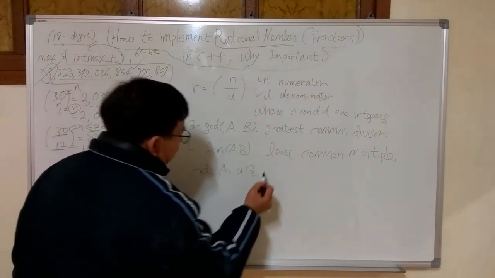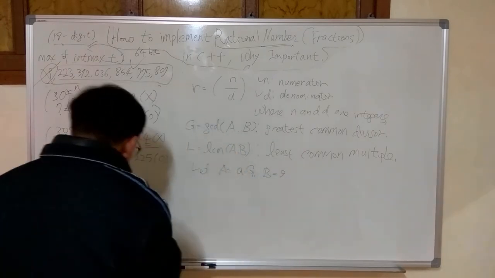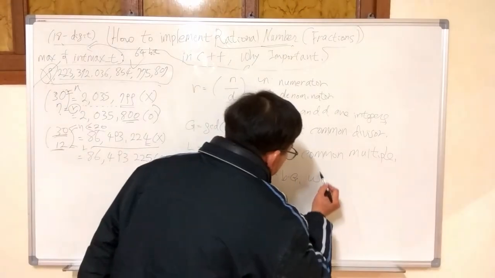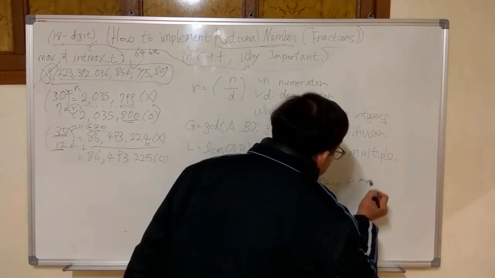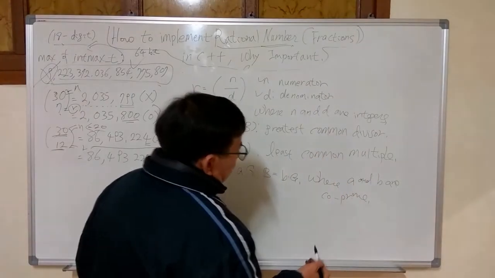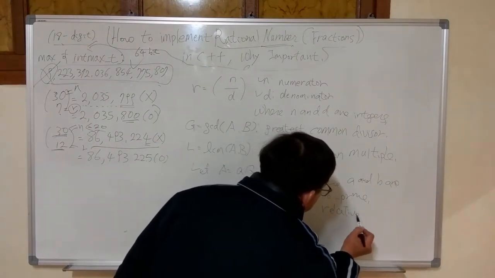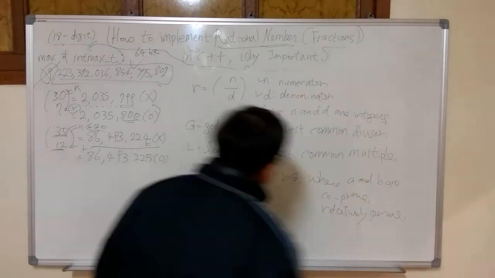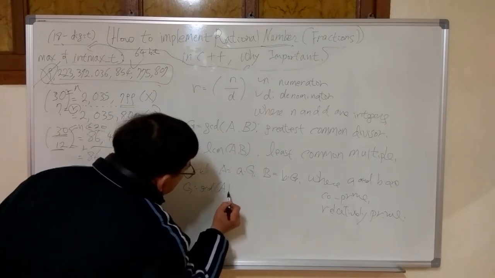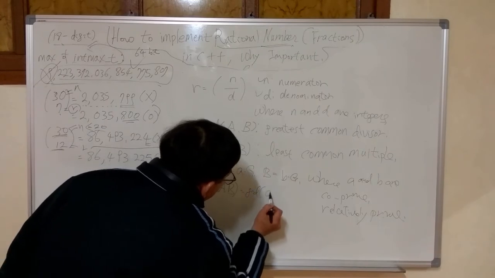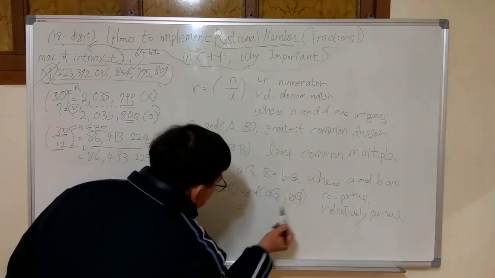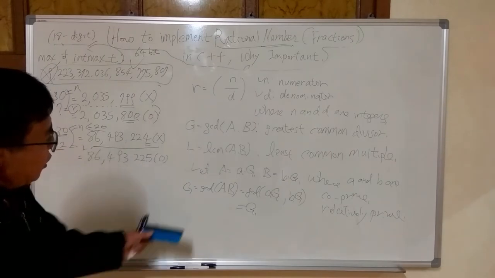Let A = a times G, B = b times G, where a and b are coprime, or called relatively prime. Then GCD of A and B equals G. Okay, this is the greatest common divisor.